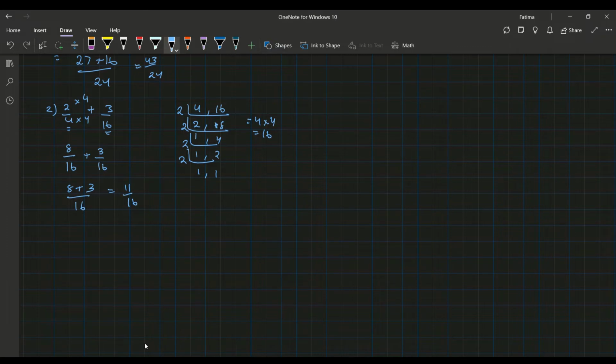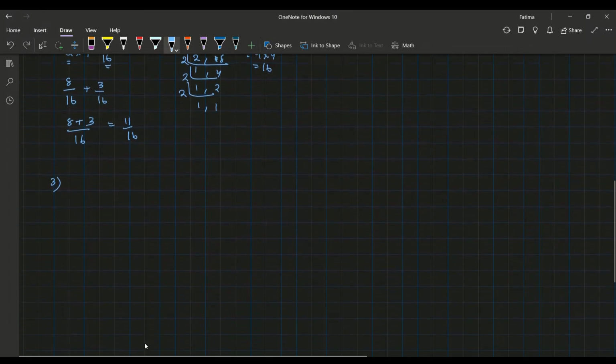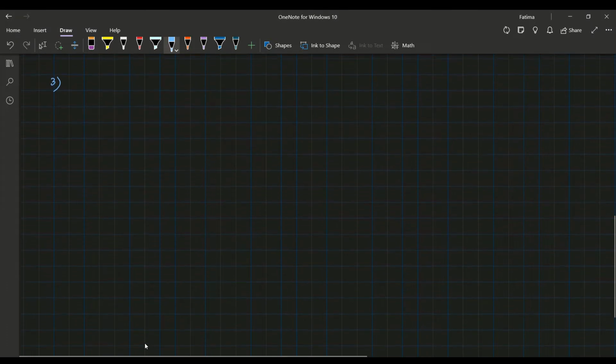Now another example, I would suggest you pause the video and attempt solving all these questions by yourself and then checking what the answer is. So for this question, we'll do subtraction. I'll be using 12 by 5 minus 2 by 3. So again, I have to take the LCM of the denominators. So for 5 and 3, it will just be 5 times 3.